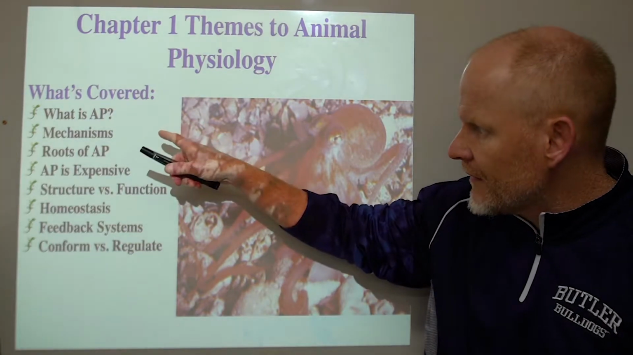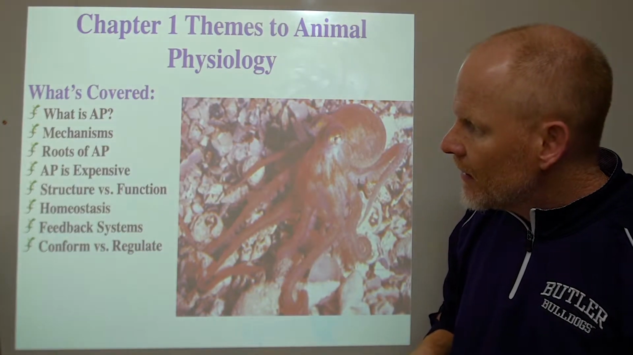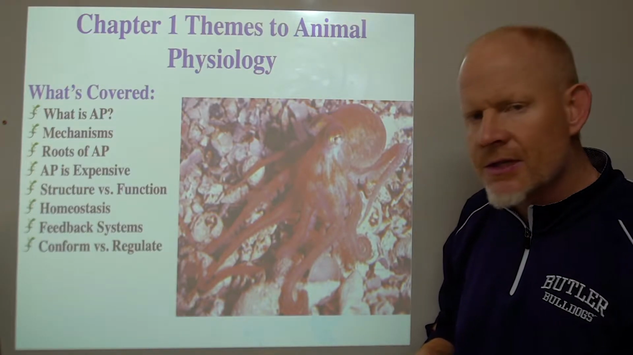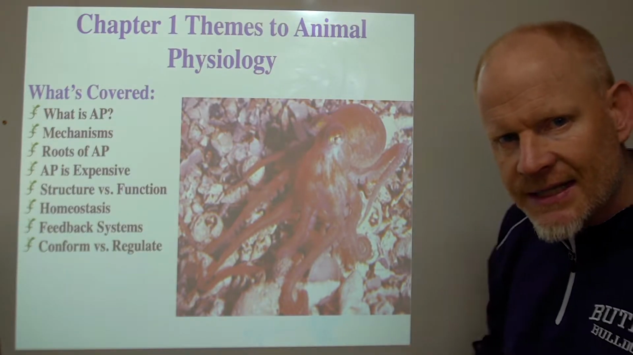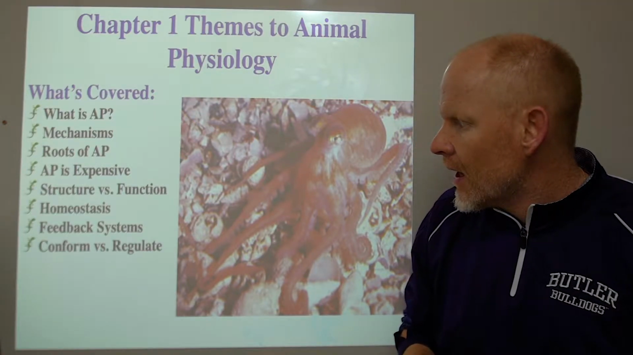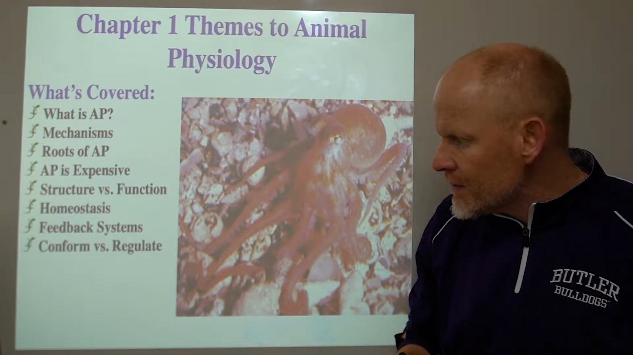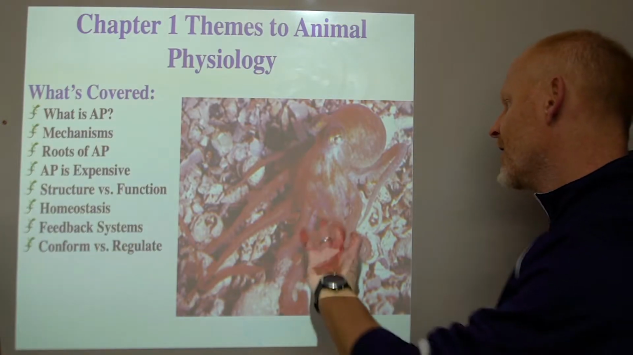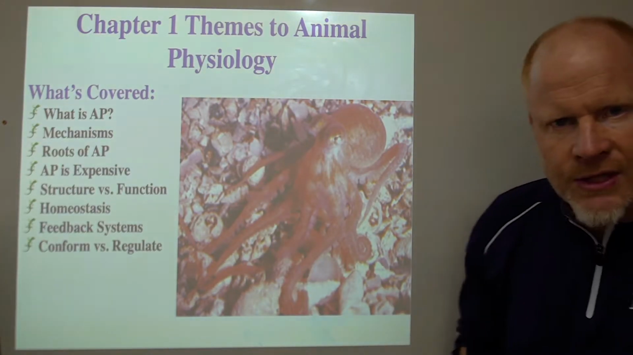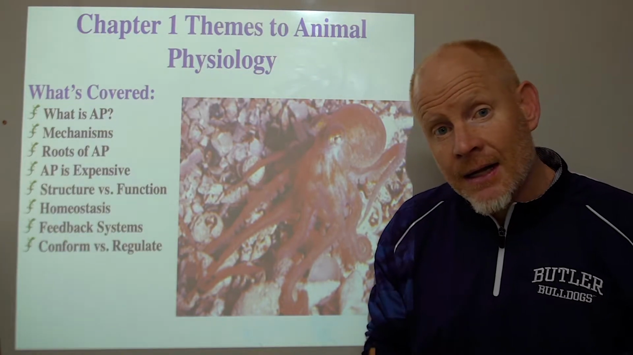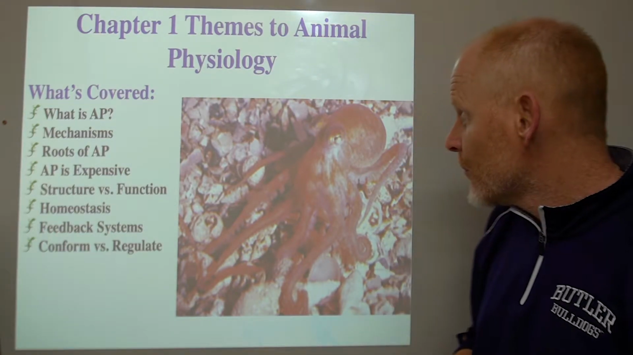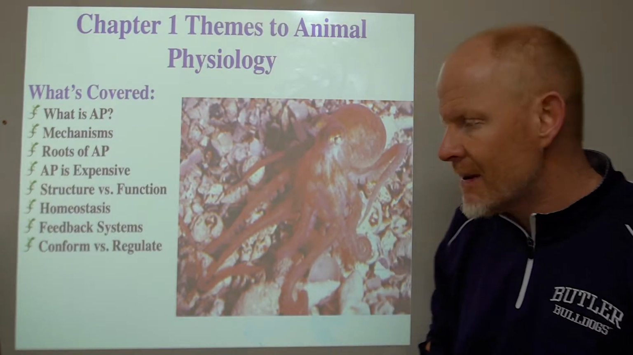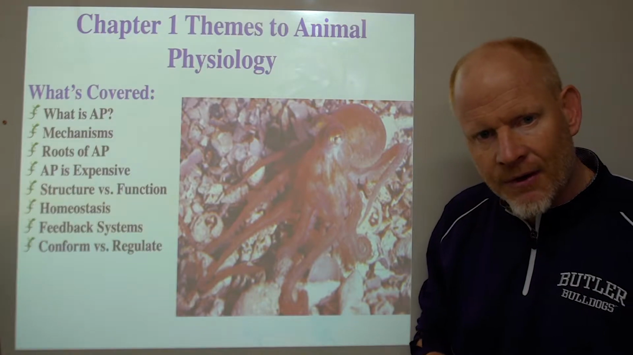What is animal phys? That's what AP stands for. What mechanisms are, what the roots of animal phys are, their expense, what structure and function is, what homeostasis is defined as, tie homeostasis into feedback loops, and then we'll do conformers versus regulators. So got a beautiful octopus up here, which is known as a cephalopod, part of gastropoda. That group is a strict regulator for an invertebrate. That's pretty rare, and we'll talk about what that means when we get to that part of lecture.